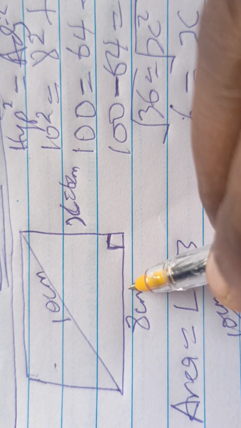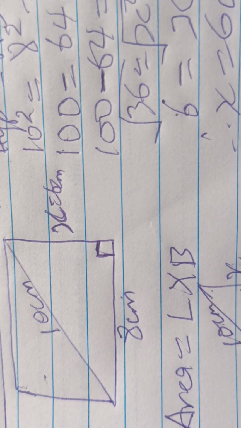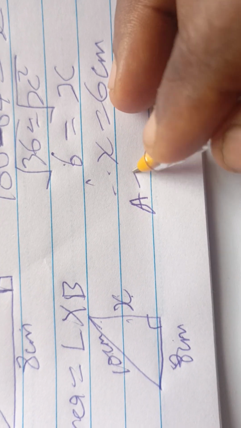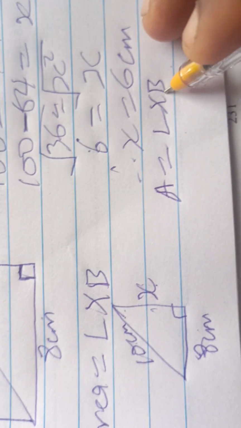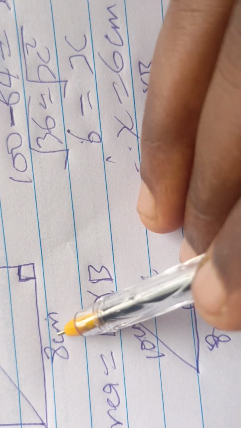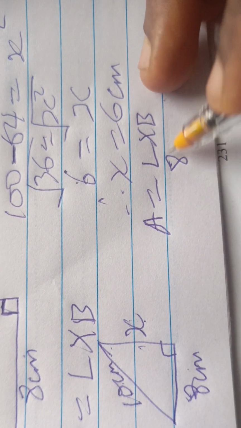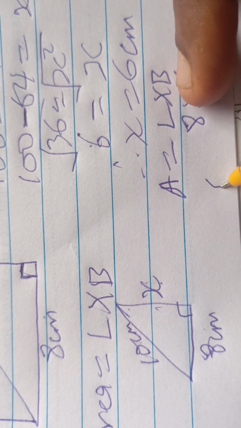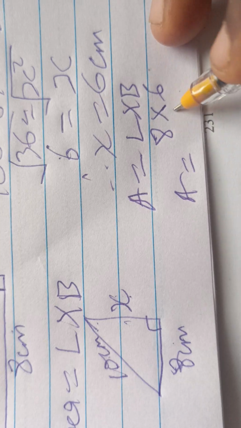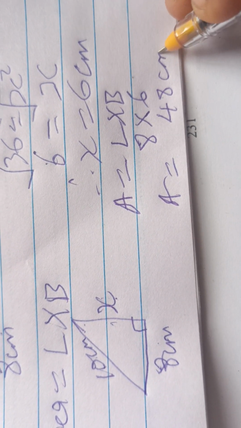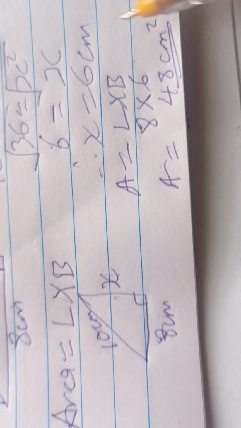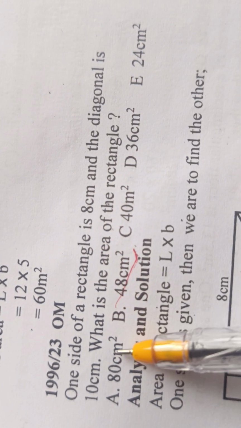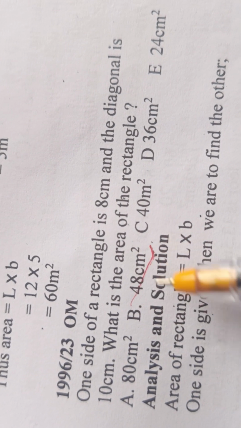So now we know the length and the breadth. We can now calculate the area, whereby the area will be length times breadth. The length is 8 centimeters, whereas the breadth is 6 centimeters. So now A is equal to 8 times 6, that will be 48 centimeters squared. Checking through the options, it means B is the correct answer.